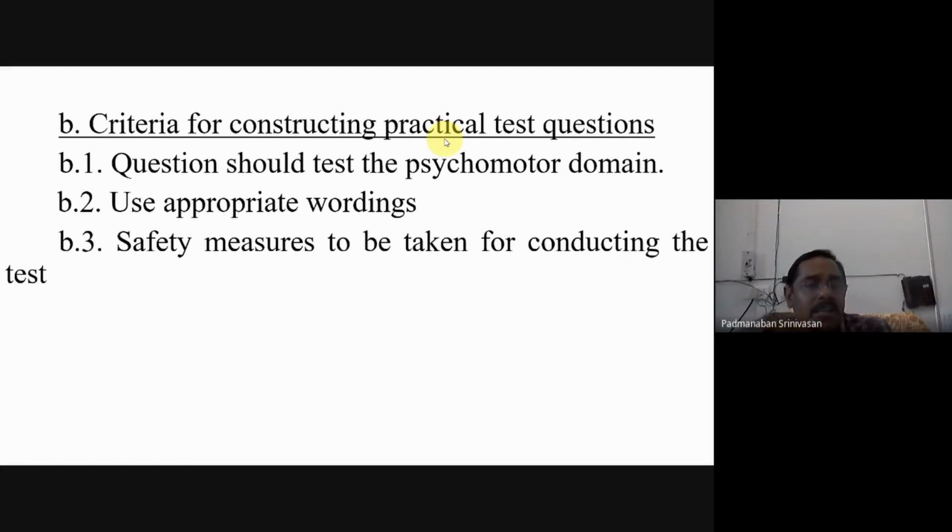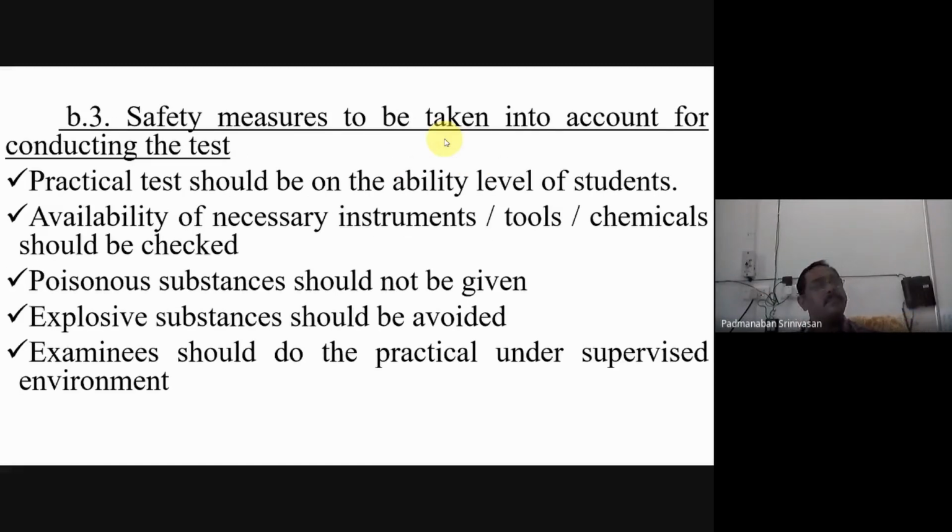And B3, the third one, is exclusively for practical test questions: safety measures to be taken for conducting a test. That one differs. I hope you understand B1 and B2, which we keep telling again and again for every question. B3 is different and is only for this type of practical question. We'll see only these three.